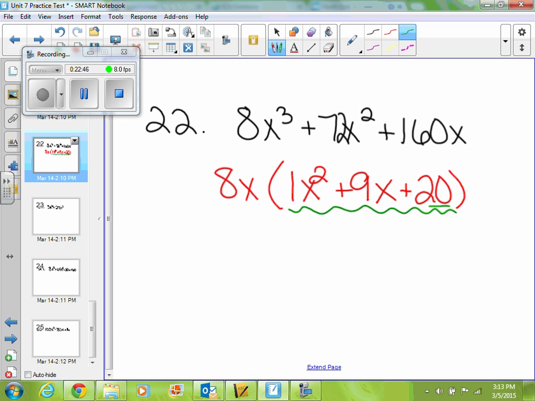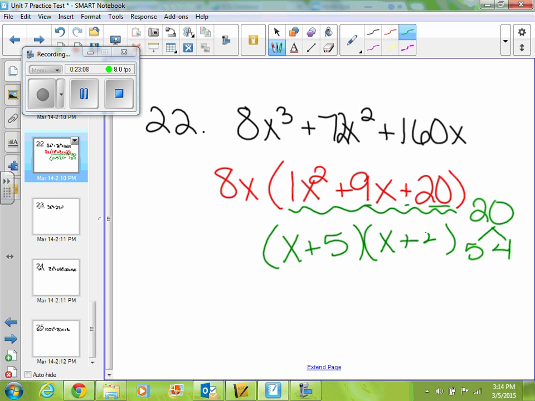So I'm looking for factors of 20 that add to 9. Are there any factors of 20 that add to 9? Think of your factors of 5 and 4. 5 and 4 will add to 9. So this part that I underlined in green actually factors to, very good, x plus 5 and x plus 4. And your 8x just comes straight down. It just always tags along.